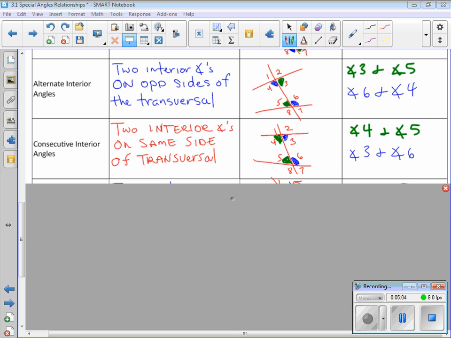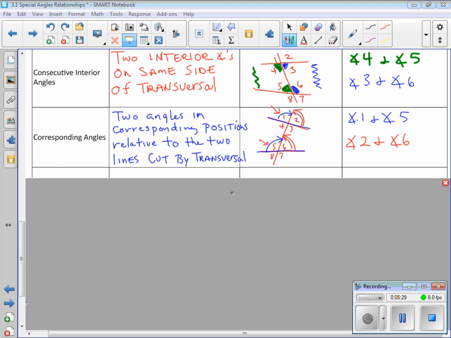Next up, we have consecutive interior angles, and that's two interior angles on the same side of the transversal. So if you take a look at this drawing, we have two angles, and they're both on this side of the transversal, and those are called consecutive interior angles. And over here on the side, blue angles, right? So I have those written in as our examples. Let's move on.